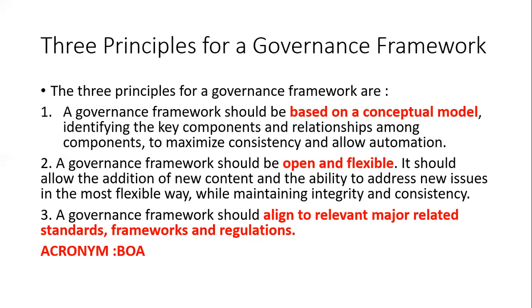So our environmental changes should be catered for, should have been provided for in the governance framework we are going to adopt. Then number three, the governance framework should align to relevant major related standards, frameworks, and regulations. What that is saying is that there is no governance framework that can stand alone. When you look at COBIT, for example, you see managed risk. That will take your mind to ISO 31000.